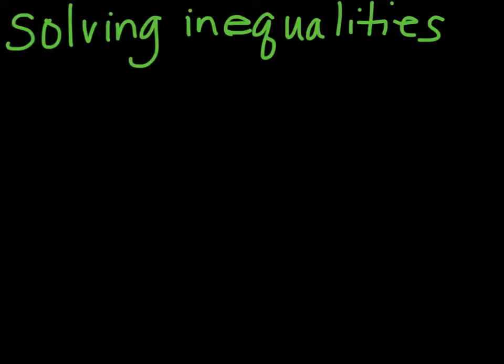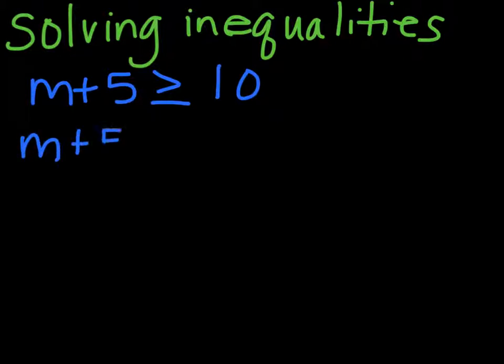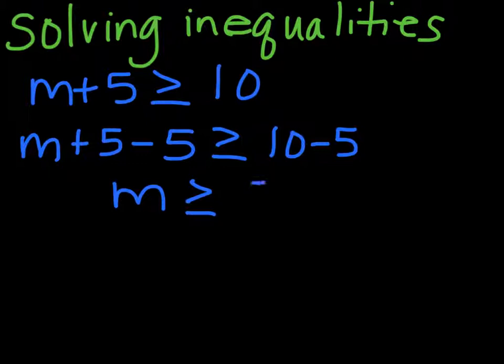Now let's move on to solving inequalities. Solve this inequality. m plus 5 is greater than or equal to 10. So we'll simply solve this using the same techniques that we've used to solve equations. We're going to use the addition and subtraction properties to isolate m. So in this case, we'll take m plus 5 minus 5 is greater than or equal to 10 minus 5. m is greater than or equal to 5. And there's our solution. Now we can graph our solution to check our work.